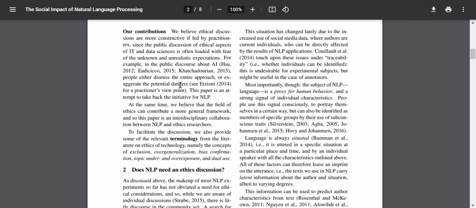AIs will take over the world, while AIs are struggling to differentiate cats from dogs when trained from scratch in some cases. So that is a huge exaggeration, even if you use pre-trained models. But I'm just saying that they are just predicting probabilities. They are not here to take over the world anytime soon. So this paper is an attempt to take back the initiative for NLP.